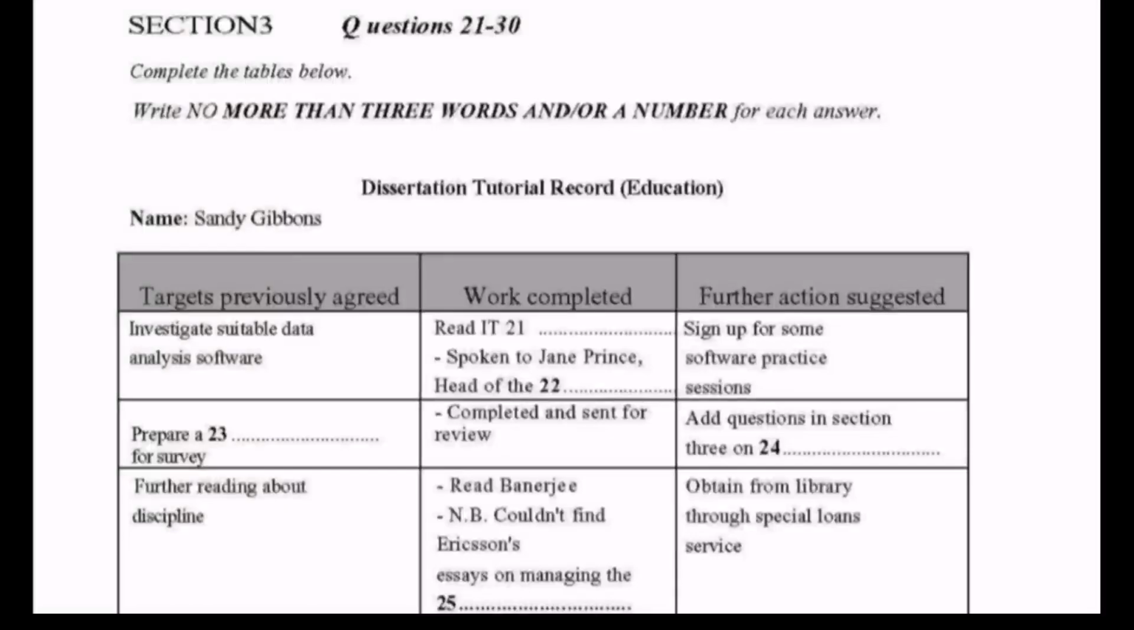Question number 24. Add question in section 3 on and then blank. It means that we have to add questions on any topic, and secondly, the keyword is word on. Our answer will be the word which will come immediately after the word on in the audio.